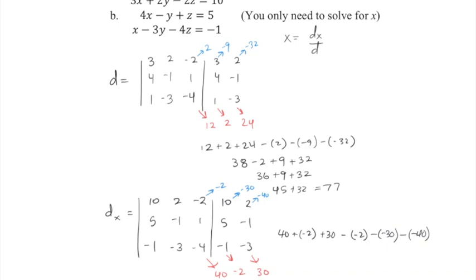So 40 plus -2 is 38. 38 plus 30 is 68. Plus 2 plus 30 plus 40, so that's 70 plus 30, it's 100, that's 140. So then, coming back up here, x is equal to the determinant d sub x, so that's 140, divided by determinant d, which is 77. So that means x is equal to 140 divided by 77, which is 1.81, repeating.